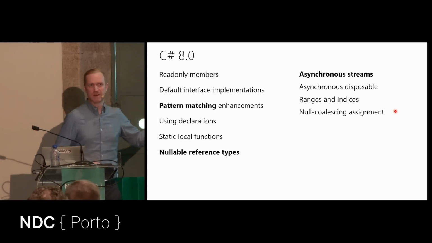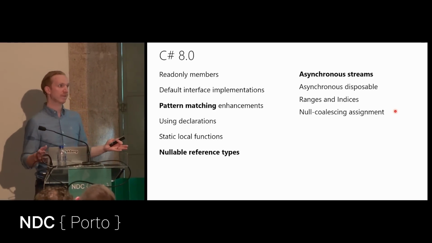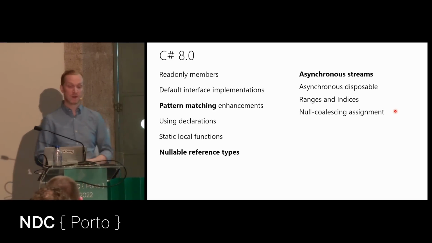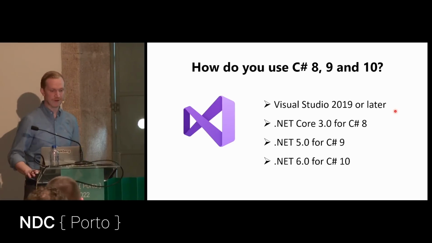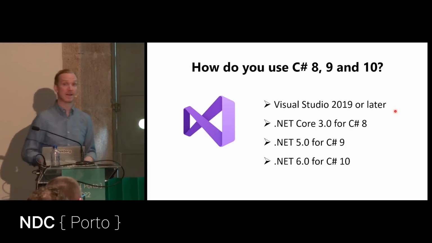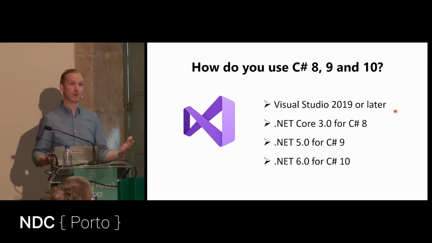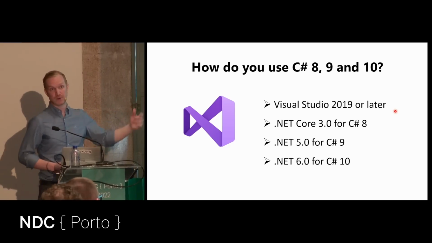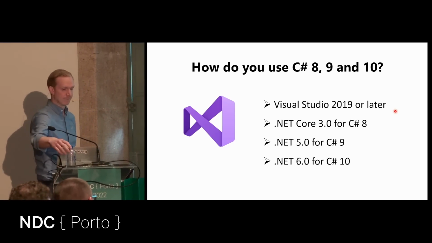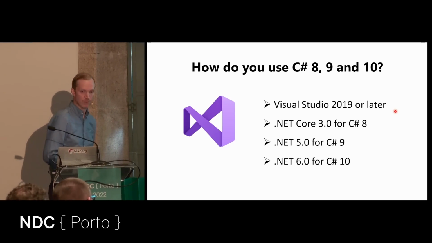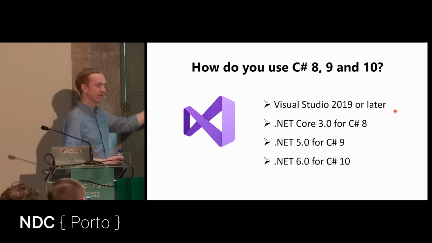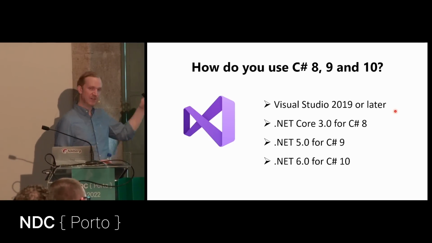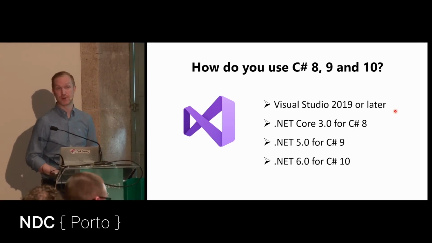If we want to use this in an old project, we can't simply tell the compiler that now I want to be using C# 8 or C# 9. They also changed the way that they look at deploying the language versions. So to use C# 8, you need to use Visual Studio 2019 or later, together with .NET Core 3.0. C# 9 requires .NET 5, C# 10 requires .NET 6. Each version of .NET would have a corresponding C# version.